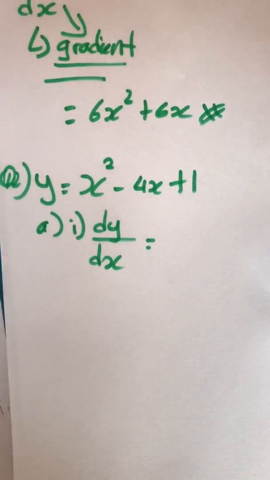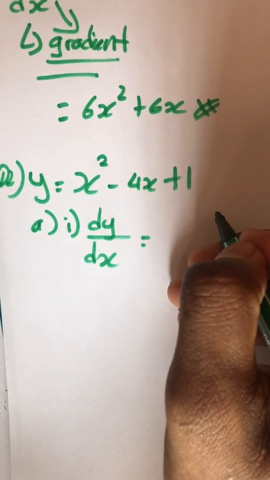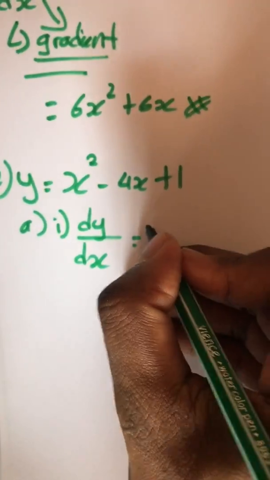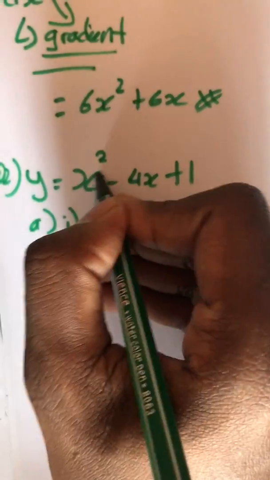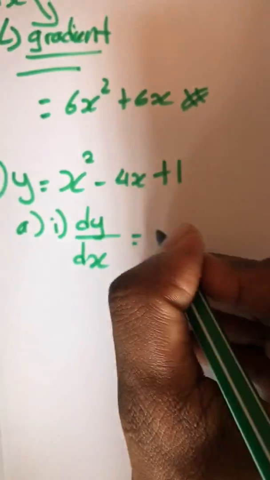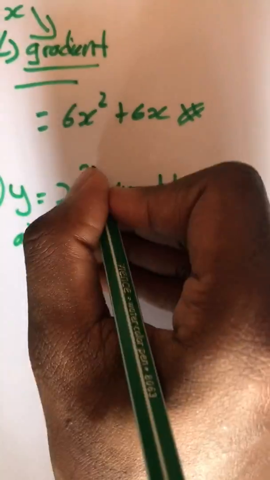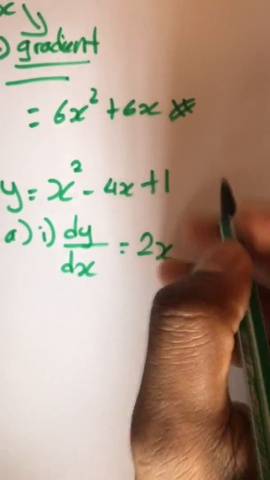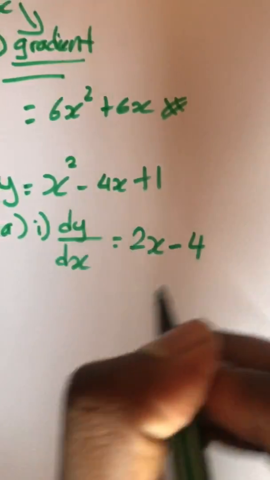Okay guys, this is for question number 2. So question number 2, again same thing, number 2a Roman 1, they ask you to find dy dx. So remember again, dy dx is the gradient function, so we want to find the gradient function. So 2 you go in front, so 2x and then power minus 1. Here we only got x, so since we got x we can just ignore, will directly give you negative 4.